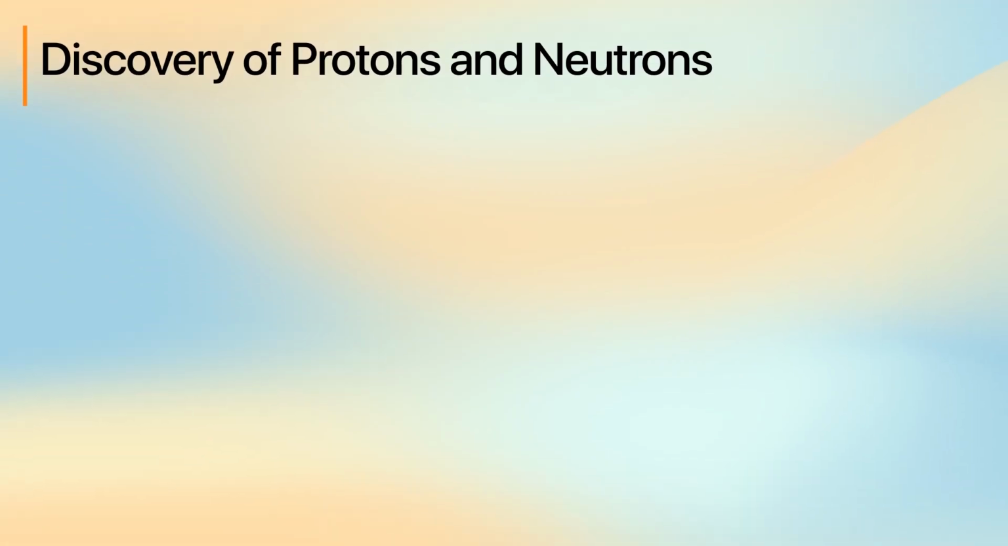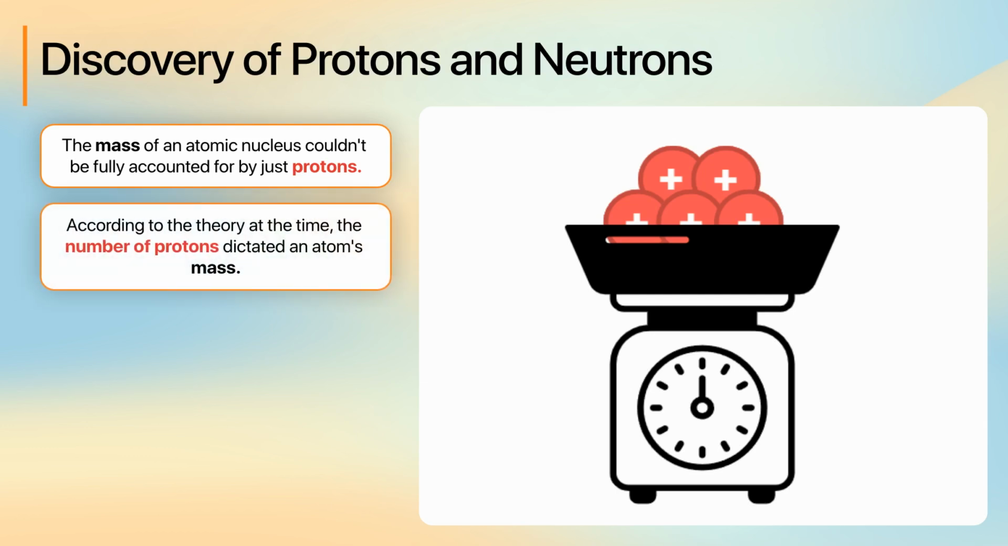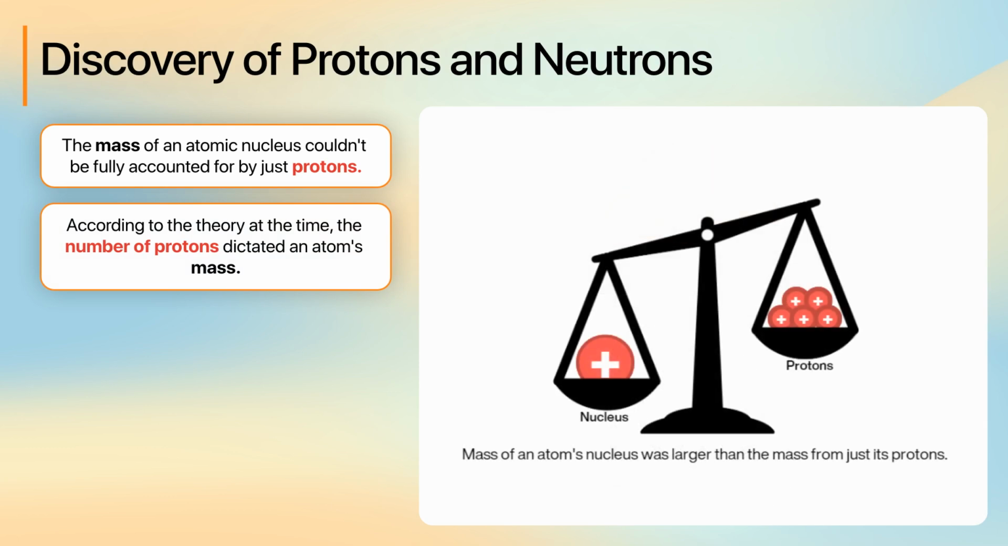Despite Rutherford's and Bohr's findings, scientists noticed something puzzling. The mass of an atomic nucleus couldn't be fully accounted for by just protons. According to the theory at the time, the number of protons dictated an atom's mass. Yet, the actual mass of an atom's nucleus was almost always larger than the mass calculated from just its protons.